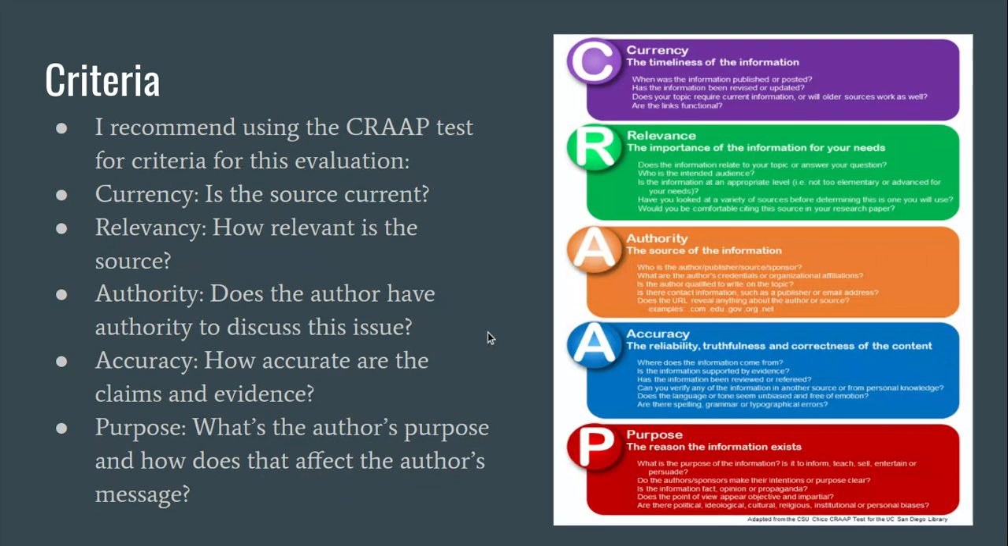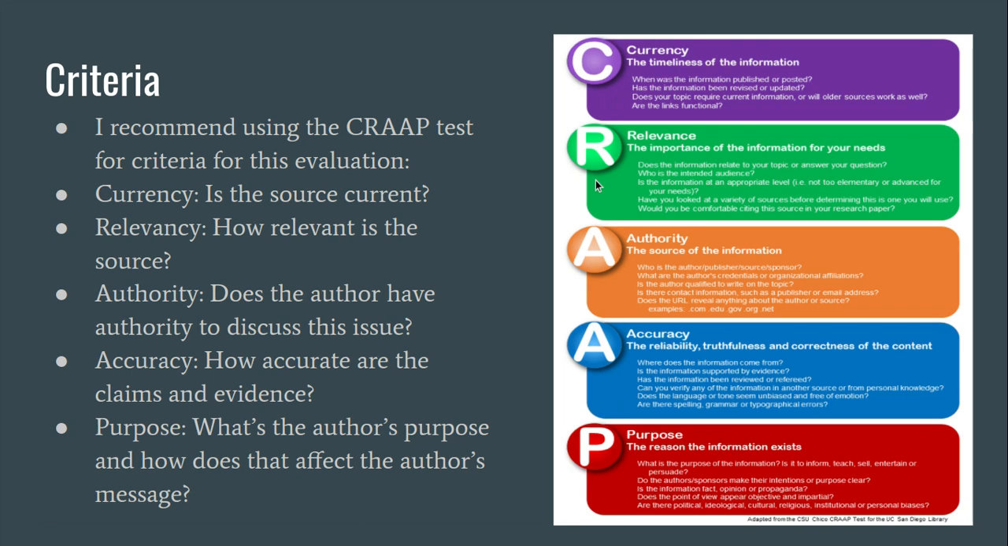So that brings us to criteria. Remember that I recommend using the CRAP test for criteria for this evaluation. So that means that we're looking at these particular areas as we're reading. So the first one is currency. How timely is this information? So you can tell a lot about something based on when it was written. Is it still relevant, or is it too old where things have kind of changed a lot since then?